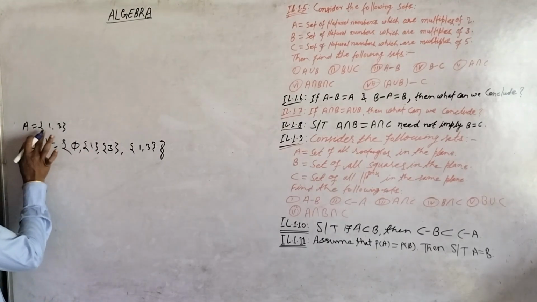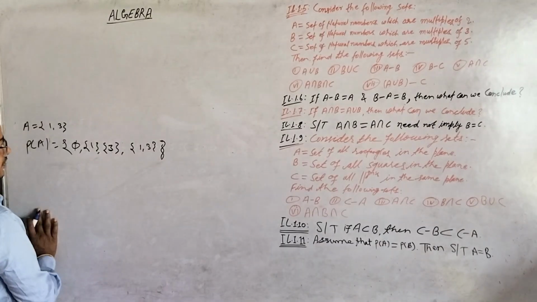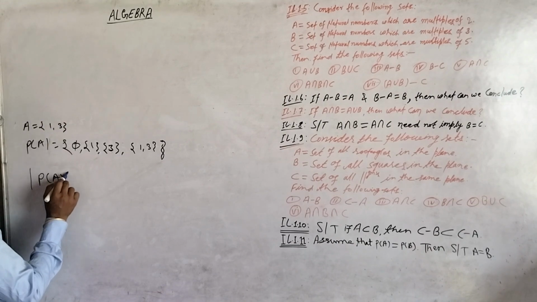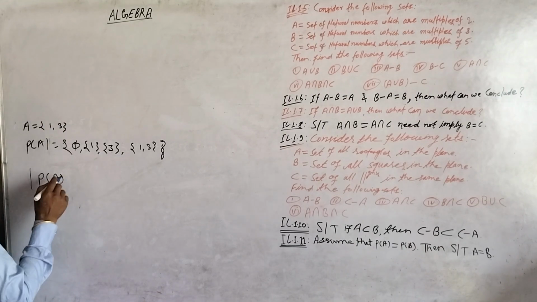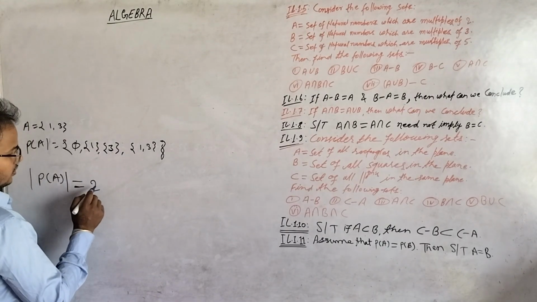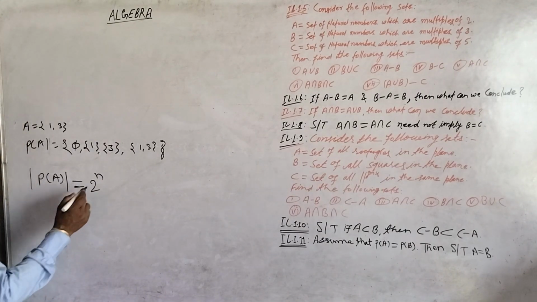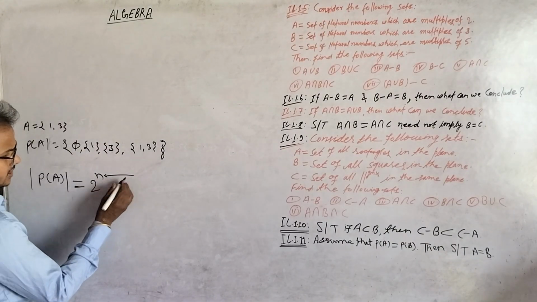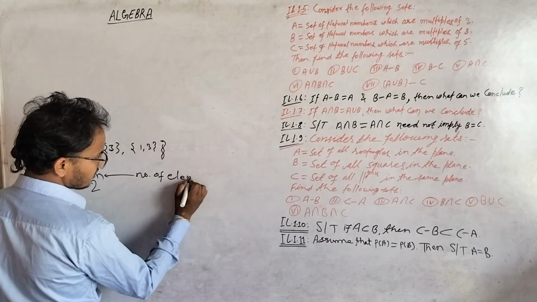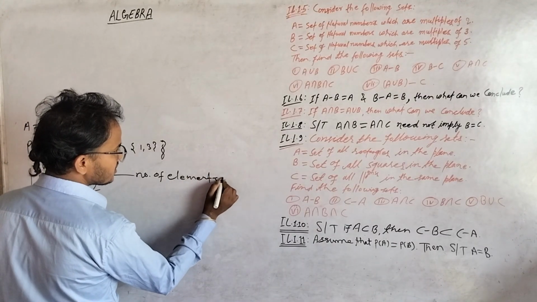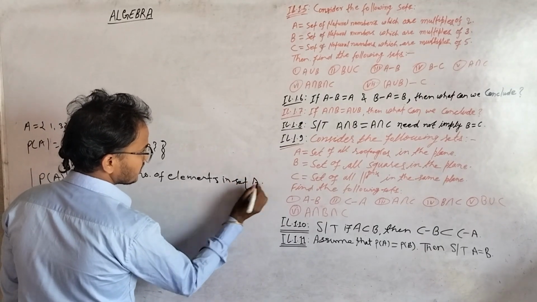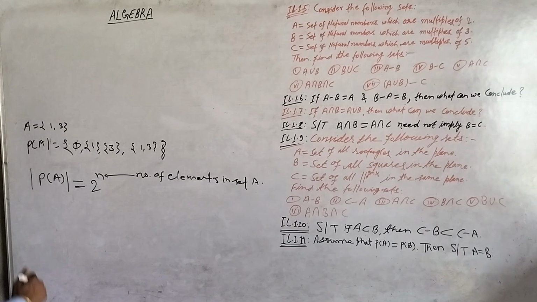Here we can see the total number of subsets. For that we use the cardinality; this represents the cardinality of the power set. That means the total number of subsets of A is given by the general formula 2 to the power n, where n represents the number of elements in set A.